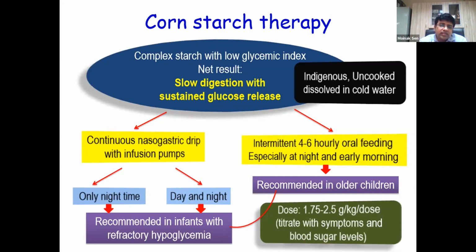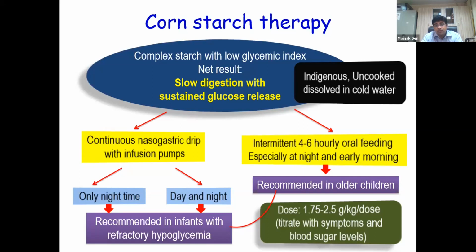To achieve that, it has to be an indigenously made cornstarch. That means you're not going to take the powder. You're going to take the maize and grind it into a form of something like suji. And that has to be uncooked, dissolved in cold water, because if you cook it or you put it in hot water, then the bonds, that is this complex alpha-1 and alpha-1,6 and 1,4 bonds will start breaking up. So the sustained release is gone. So you have to have it uncooked and dissolved in cold water.